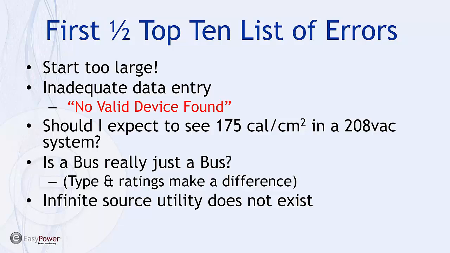And then the last example of the first half of the list was a discussion about infinite source. Although when you pick up the utility icon in EasyPower, the infinite source data is already entered in the parameters, in fact that's not usually accurate when it comes to real-life systems. And the downside is that very frequently the infinite source data doesn't even reflect the worst case situation.